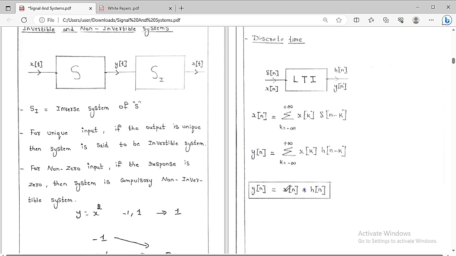So finally I can say x of n is equal to sigma k is equal to minus m to plus m of x of k into delta of n minus k. Then y of n is equal to sigma k is equal to minus m to plus m of x of k into h of n minus k. You can write it as a shortcut, x of n convolution of h of n, or h of n convolution of x of n is also equivalent, because the function is going to satisfy the commutative property. So finally y of n is x of n convolution of h of n, which is equal to sigma k is equal to minus m to plus m of x of k into h of n minus k. These things always keep in your mind.